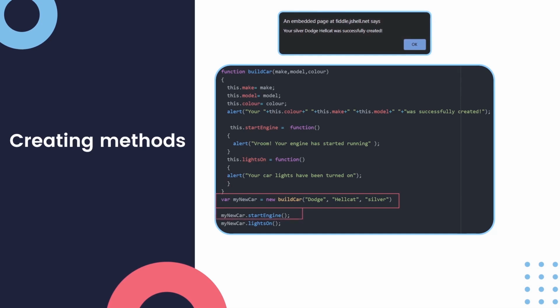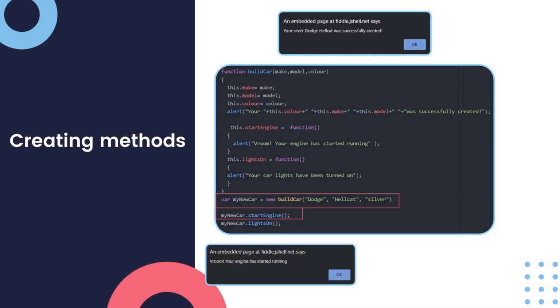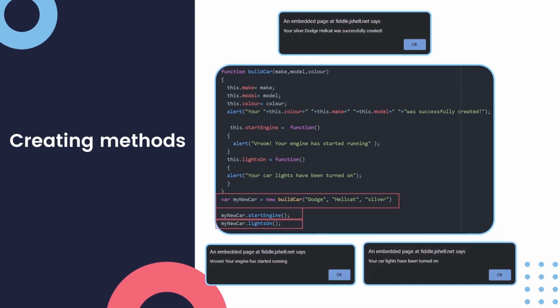This alert is part of our function. Then we move on to the second part, where we are actually calling the method or the function on the myNewCar that we just created, and this gives us an output of vroom, your engine has started running. And then lastly, we call another function or method, lights on, and then we get an output of your car lights have been turned on. Wonderful stuff. Now, I know the code here can be quite intimidating, but when we get to the practical demonstration, this is all going to make a lot more sense.